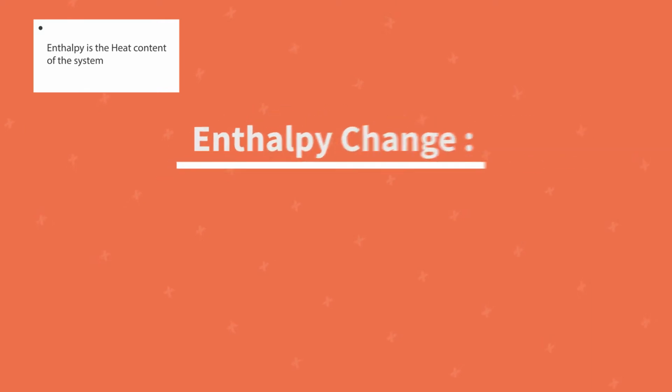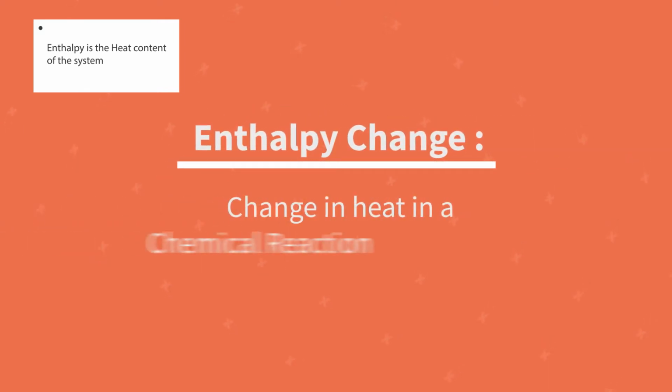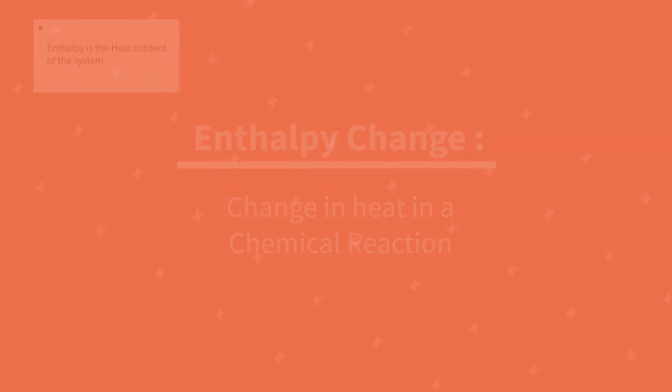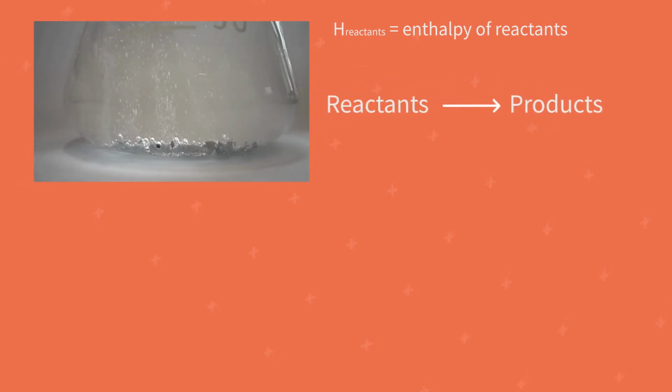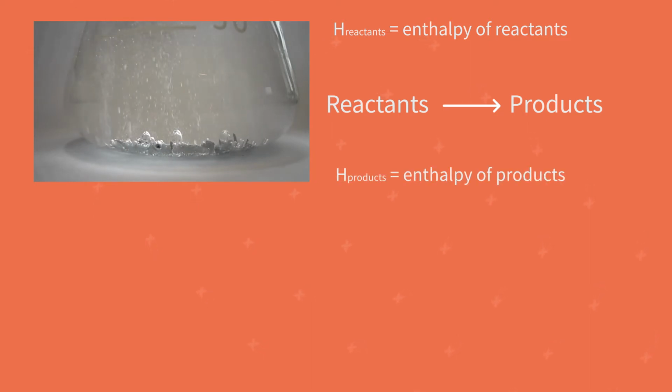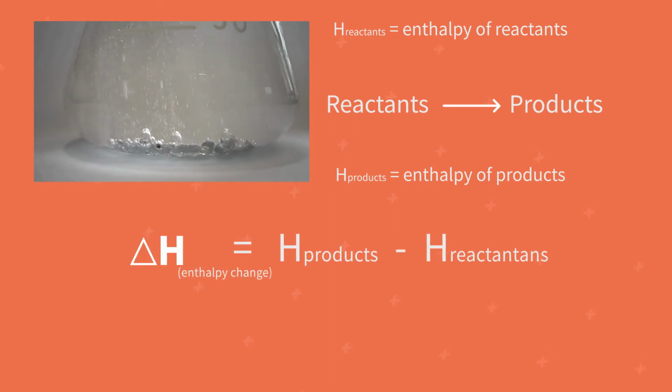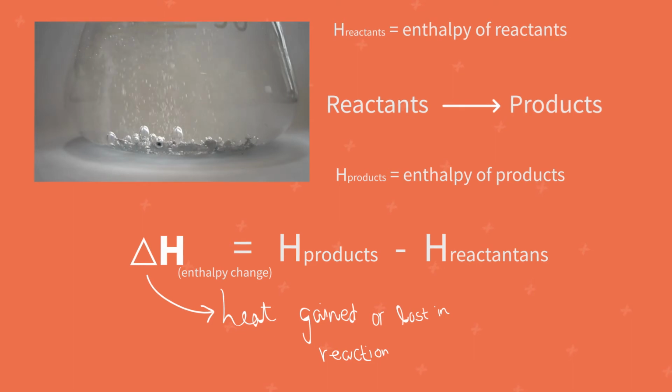We cannot directly measure enthalpy, but we can measure and calculate enthalpy changes. So enthalpy change of a reaction is the change in heat when reactants are converted into products. So reactants have a certain amount of heat energy, which is their enthalpy, and during the course of the reaction, they gain or lose some of that heat and convert into products. The products then have some value of heat energy, that is their enthalpy. The difference between the enthalpy of products and the enthalpy of reactants is actually the enthalpy change of the reaction, which is essentially the amount of heat gained or lost during the reaction.